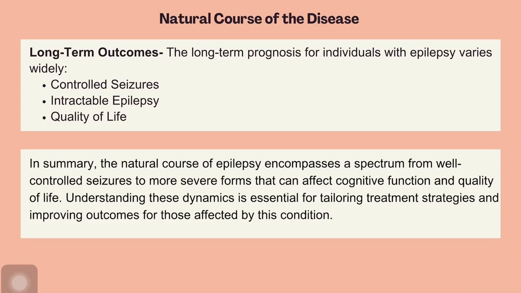In summary, the natural course of epilepsy encompasses a spectrum from well-controlled seizures to more severe forms that can affect cognitive function and quality of life. Understanding these dynamics is essential for tailoring treatment strategies and improving outcomes for those affected by this condition.